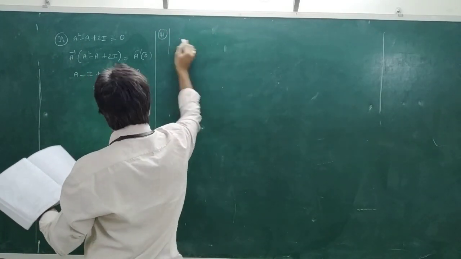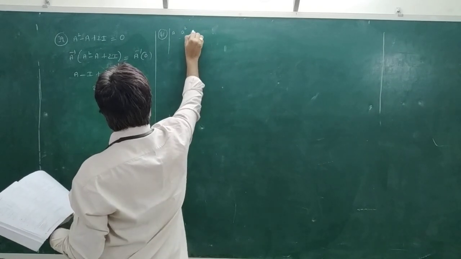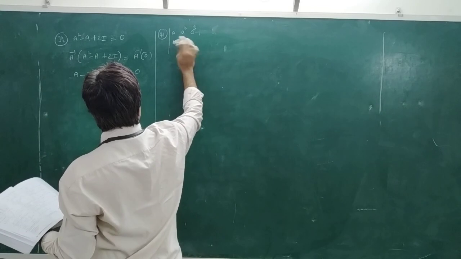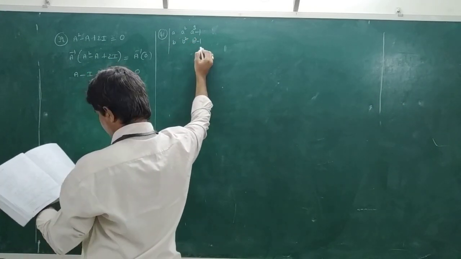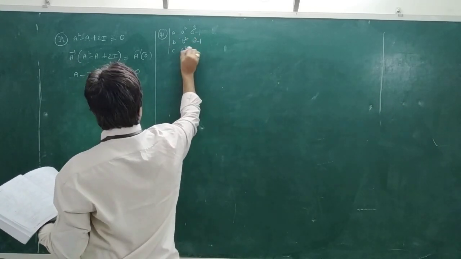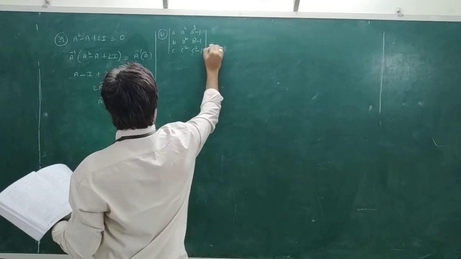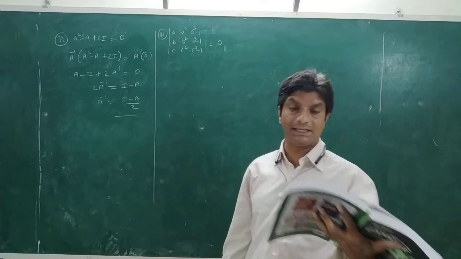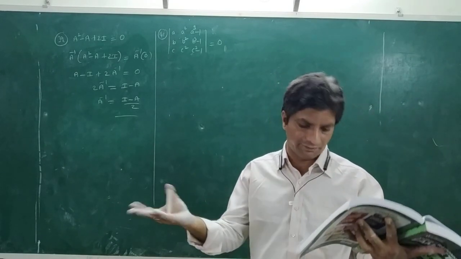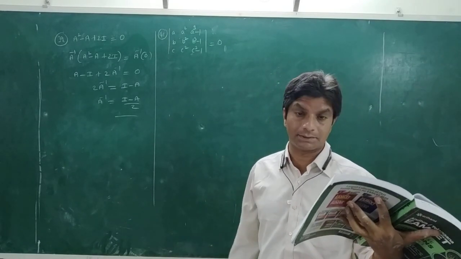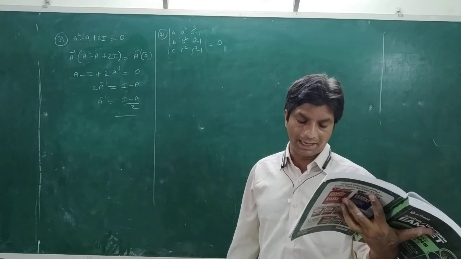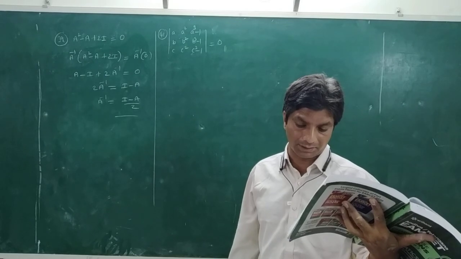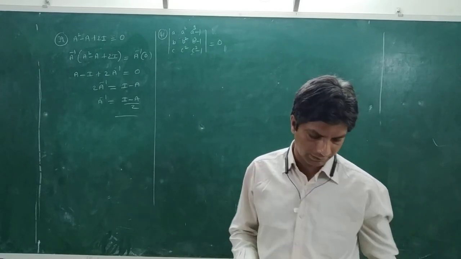Determinant of A, A square, A cube minus 1; B, B square, B cube minus 1; C, C square, C cube minus 1 equal to 0. Here A, B, C are distinct, which means they are all different. Then the first option is A plus B plus C equal to 1, the second is AB plus BC plus CA equal to 0, the third is A plus B plus C equal to 0, and the fourth option is ABC equal to 1.